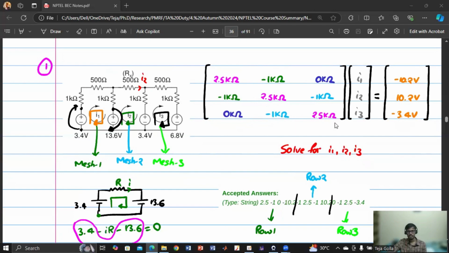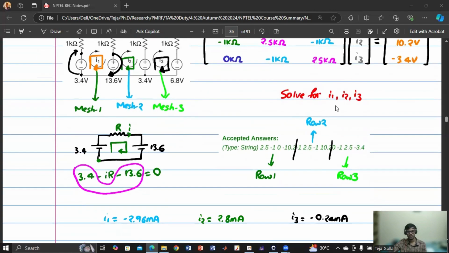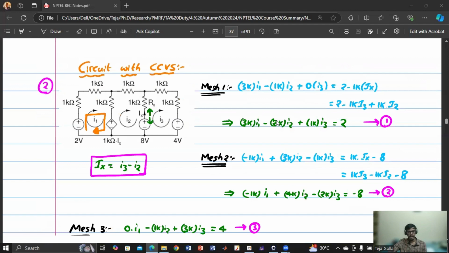So once you get this equation, you have to apply the inverse of this matrix, and you can solve for I1, I2, and I3. And if there are any dependent sources, say the dependent source is there in both mesh 1 and mesh 2, then there will be a different equation in mesh 1 and mesh 2. So you have to write the KVL equation in mesh 1 as well as the KVL equation in mesh 2, and you have to substitute this term. Here it is 1 kilo ohm into Ix. And again, what is Ix? Ix is nothing but I3 minus I2. So you have to substitute that Ix.